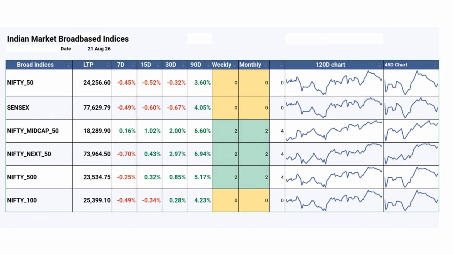So this is the table of Indian market broad-based indices. As we can see, Nifty Midcap 50, Nifty Next 50 and Nifty 500 are showing strength on a weekly as well as on a monthly basis. But Nifty 50, Sensex and Nifty 100 are range bound. They are not showing weakness, but they are range bound.